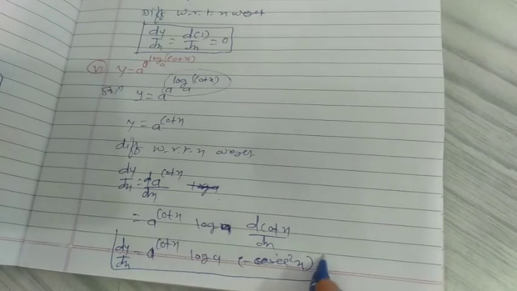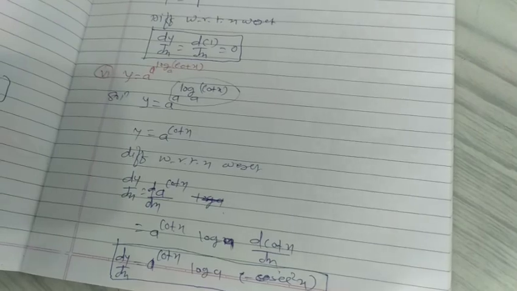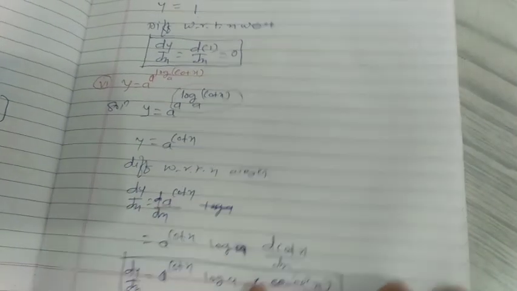Okay, that is the total derivative of the given 6 problems. Similar problems we solve in exercise 1.1 at home.